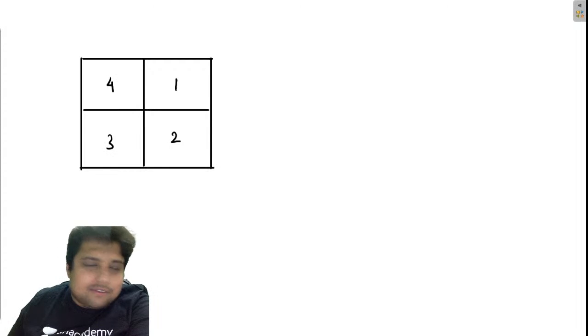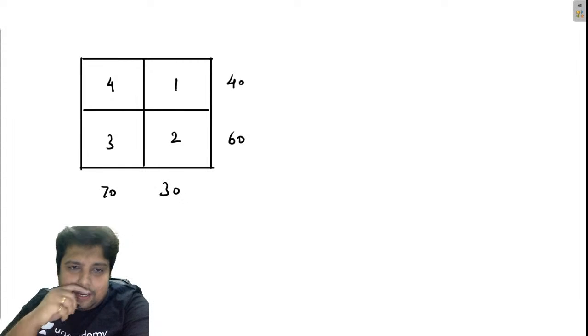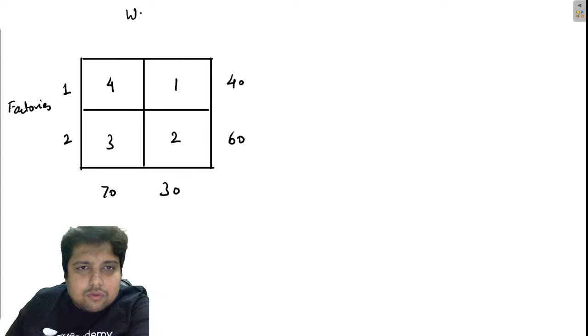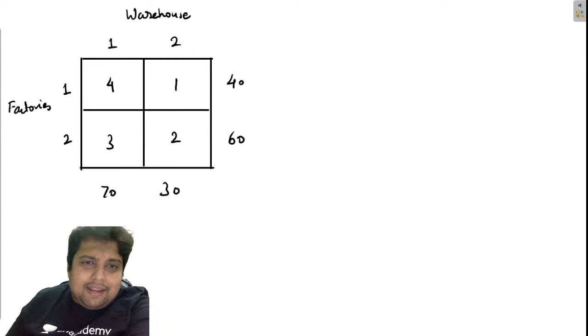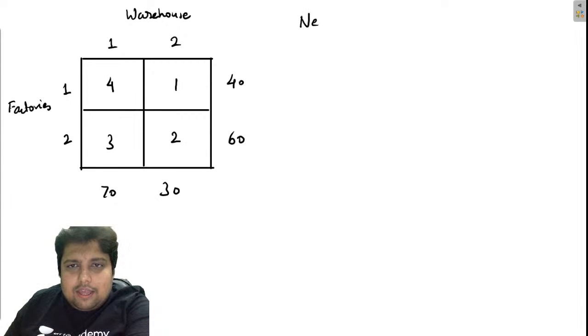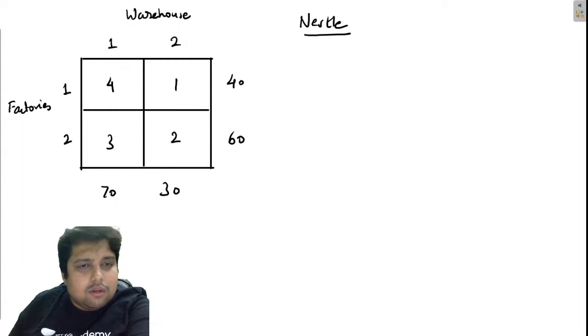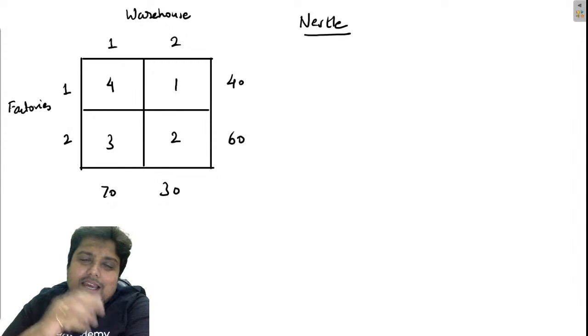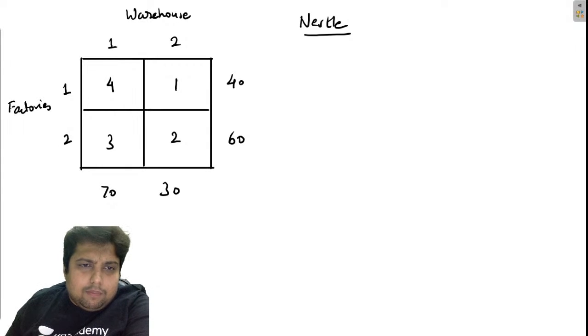Suppose, guys, there is a matrix like this. In this matrix, basically it is saying that there are two factories and two warehouses. So this matrix here is representing, let's say, a company like Nestle. Nestle has two factories where they produce Maggi. These two factories are located in different parts of the country. One is located, let's say, in Maharashtra, and one in Karnataka.